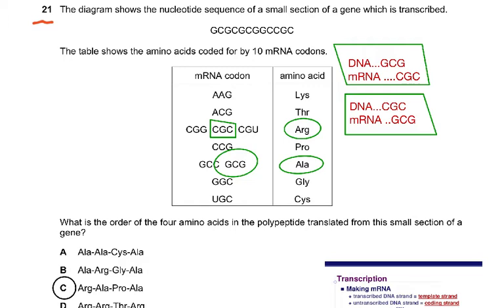Diagram shows the nucleotide sequence of a small section of a gene which is transcribed. GCG. This would be my way of doing it: I would underline the first three, then the next three, then the next three, and then the last three. I would maybe outline them. And the table shows amino acids coded for by 10 mRNA codons.